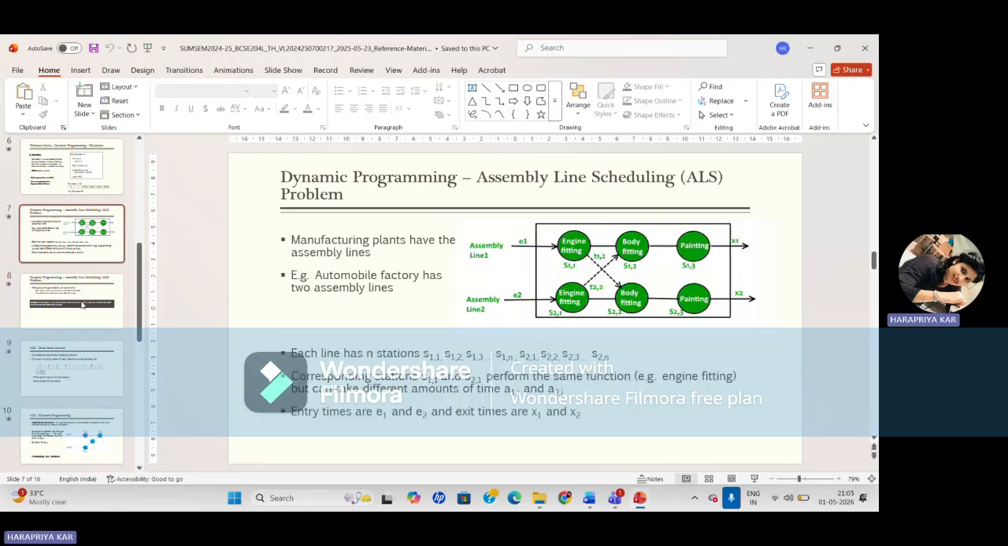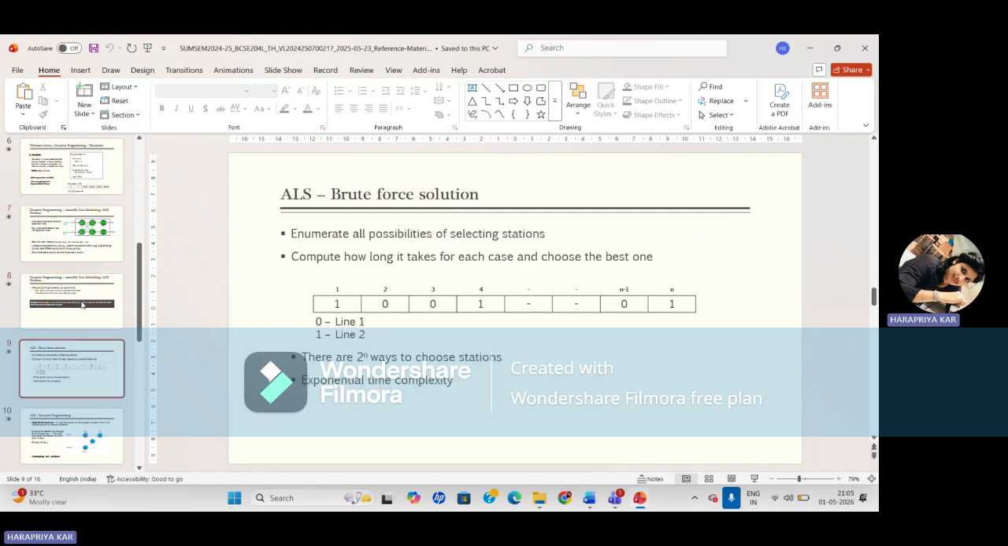Compute how long it takes for each case and choose the best one. Here we have to check all the cases, all the iterations. Suppose there are n stations, then we have to check for n iterations. Once checking all the iterations, compute how long it takes for each case. You have to check one case, how much time it is taking, then check the other cases. According to that, the optimal solution, the one with the least time, is what we have to choose here.